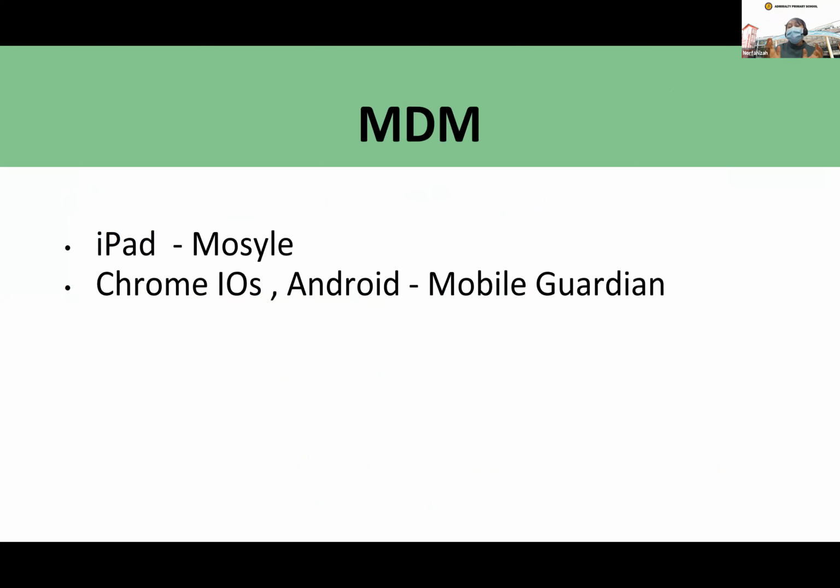Okay, these are the two MDMs that we use. For iPad it is Mozilla. Then for Chrome and also Android, we have this Mobile Guardian. The secondary school is using Mobile Guardian because Chrome, iOS and Android have different kinds of systems. So Mozilla currently cannot control Chrome and Android yet. This information will be shared with parents at the beginning of next year. We will guide parents through how to use this MDM.